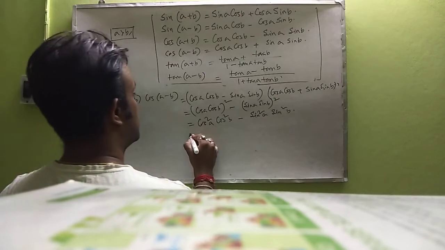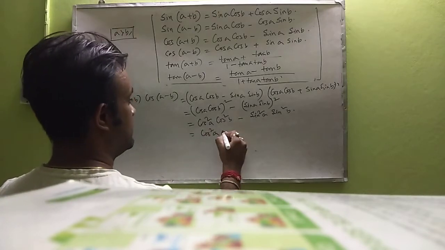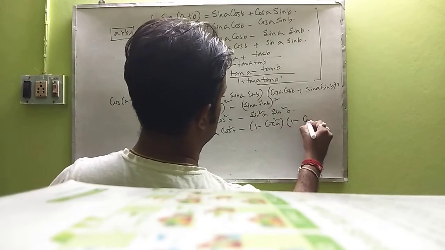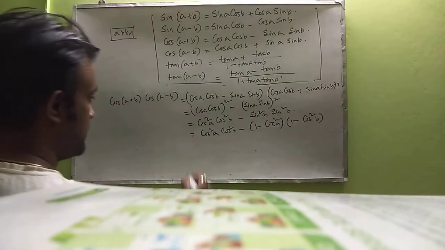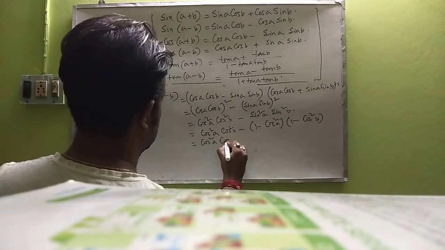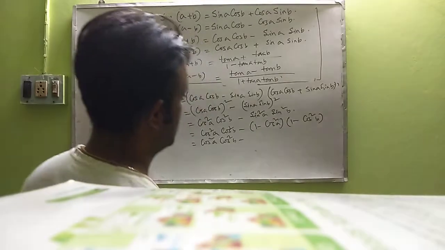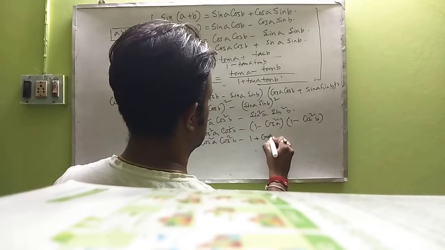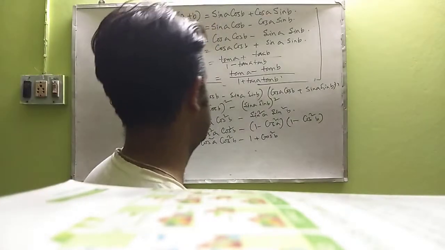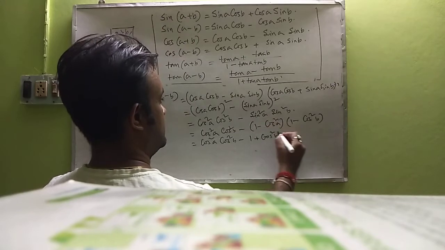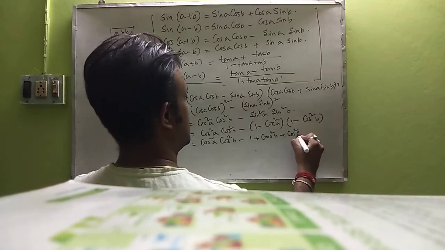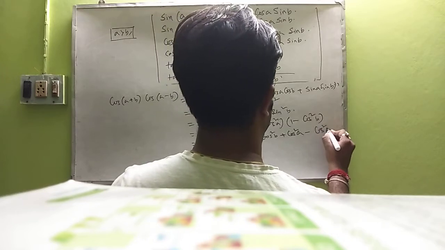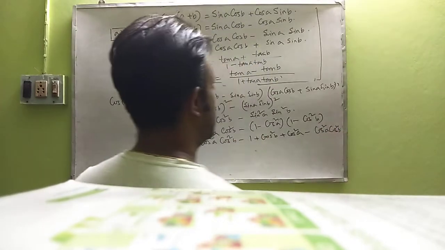Now we replace sin square A and sin square B by 1 minus cos square A and 1 minus cos square B, so we get cos square A cos square B minus 1 minus cos square A into 1 minus cos square B, which gives cos square B plus cos square A minus 1, minus cos square A cos square B.